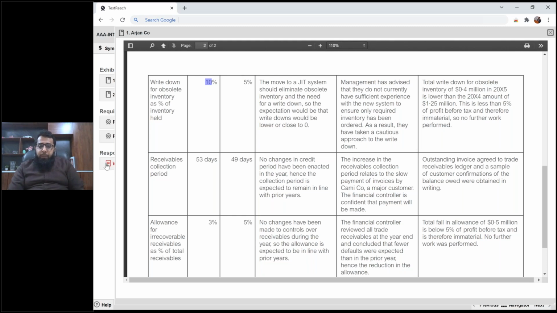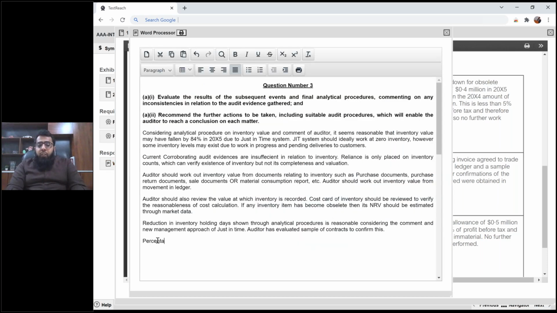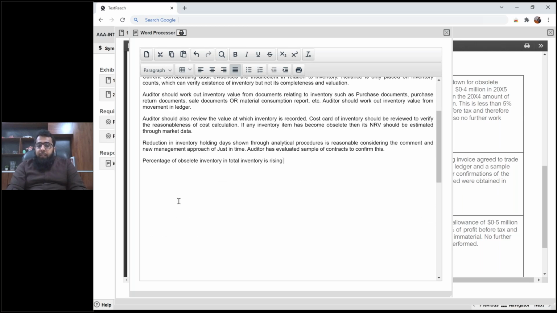Now you can comment on the analytical procedure. Percentage of obsolete inventory in total inventory is rising in 20X5. It is abnormal, as in 20X5 Ergin company, this is the name, is following just-in-time approach. And in JIT, there should be no obsolete inventory, or if yes, it should be very less.